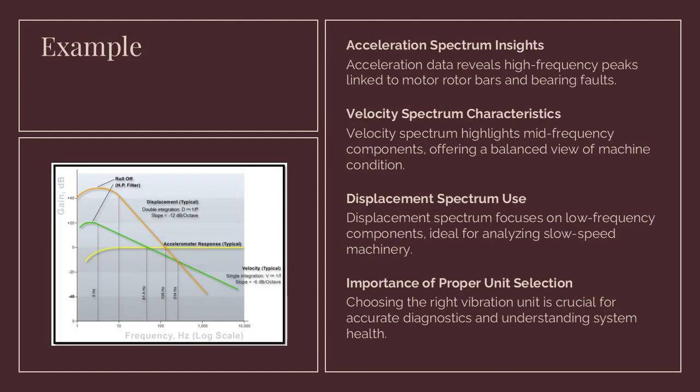Examples showing the same vibration dataset displayed in acceleration, velocity, and displacement units. In acceleration, the spectrum reveals high-frequency peaks associated with motor rotor bars and bearing components. When integrated to velocity, the spectrum emphasizes mid-frequency components, providing a balanced view of machine severity. Further integration to displacement highlights only low-frequency components, which is useful for slow-speed machinery but hides critical high-frequency details. This example illustrates why analysts must choose the correct unit and understand the impact of integration on the diagnostic process.